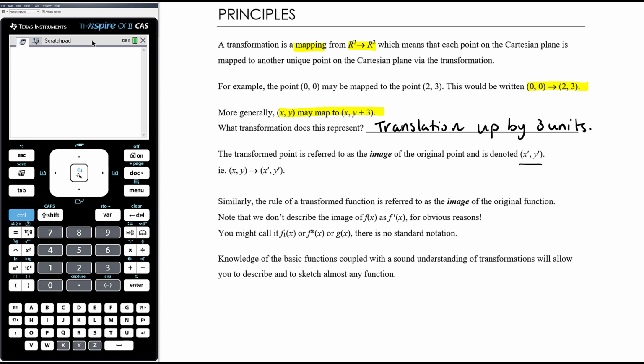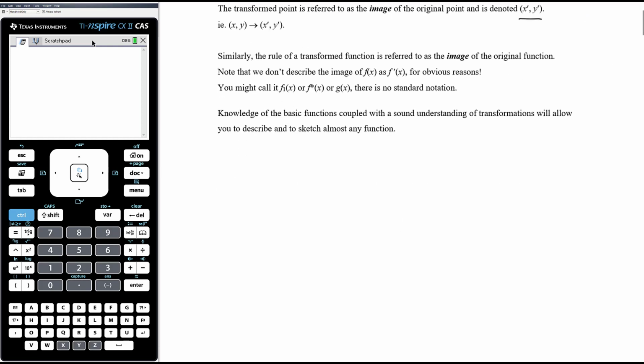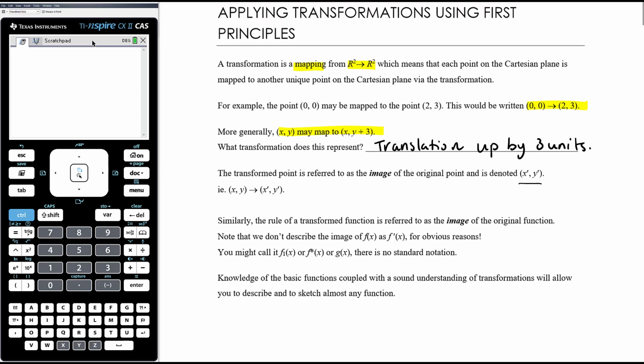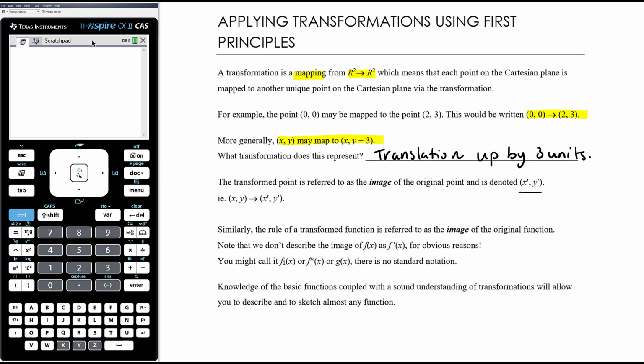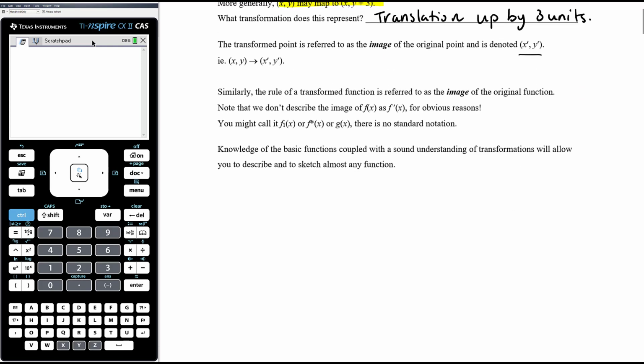So once we've got our knowledge of our basic functions, coupled with a really good sound understanding of our transformations, it's really going to allow you a lot of flexibility when working with functions and sketching lots of different graph types. Even things you might not be particularly familiar with. You could be given a shape you've never seen before, but you should then be able to sketch f of x plus 2, or f of x minus 3, or 2 times f of x, or whatever it might be, on the basis of your knowledge of transformations.